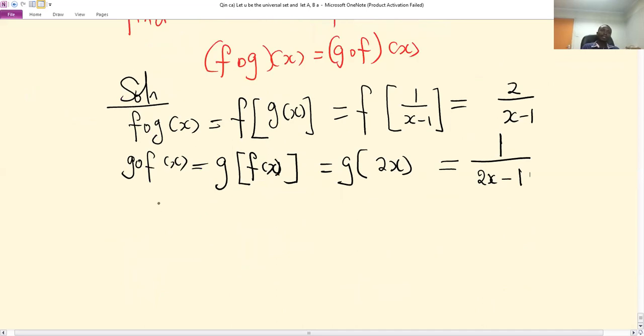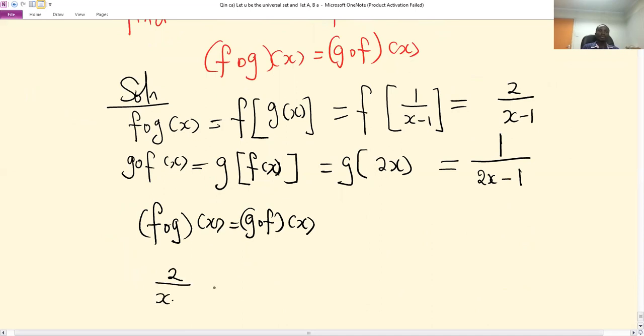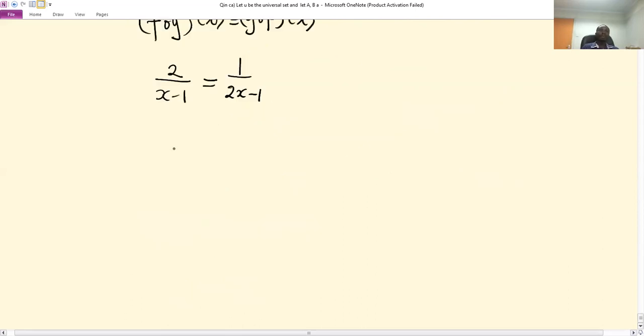So when they tell us that f composed with g of x is g composed with f of x, we simply replace. For f composed with g, we have gotten the answer to be 2 over x minus 1. This one is 1 over 2x minus 1. Now the equation just reduces to solving linear equations. So cross multiply. So 2 into 2x minus 1, 1 times this will be x minus 1. So this is 4x minus 2 equals x minus 1.